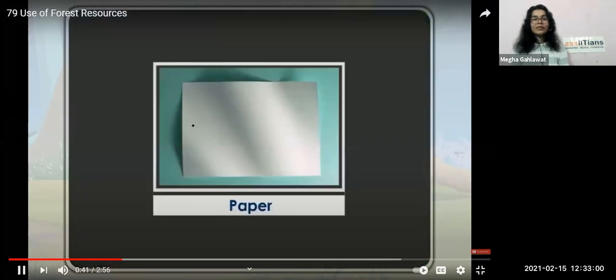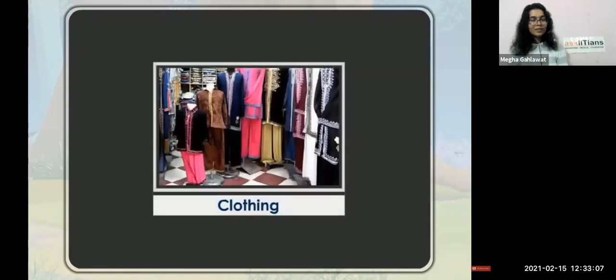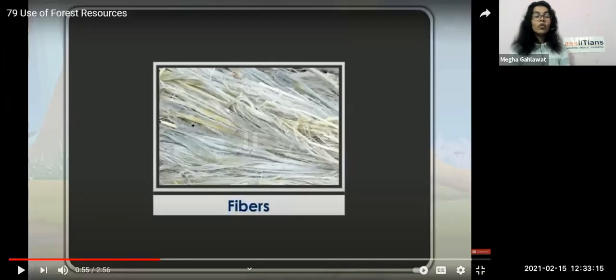Paper, pulp, clothing, matchsticks, fibers. We basically are counting the uses of forest resources. As you see in the title of the video, there are 79 uses of forest resources. So fibers and clothing and matchsticks, etc.